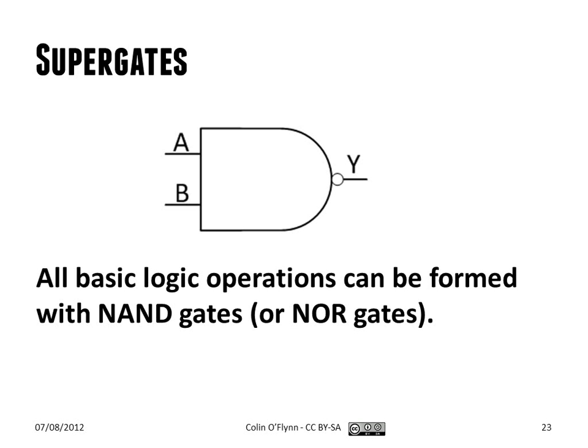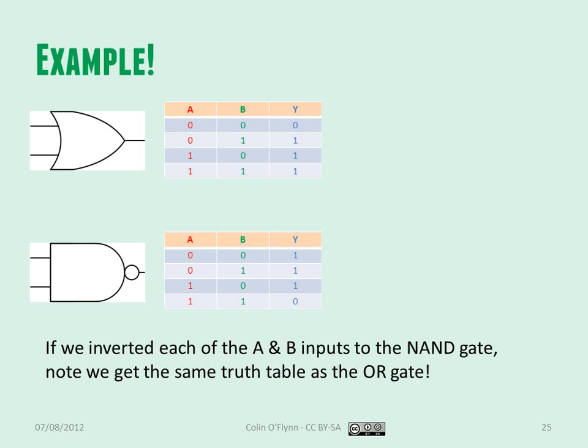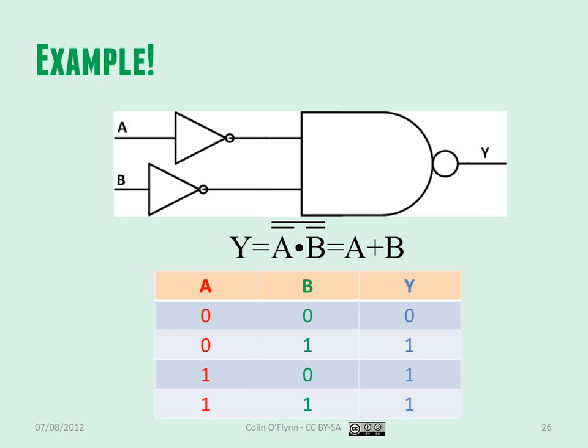With just NAND gates or just NOR gates, we can actually form all the basic logic operations. So as an example, if you wanted to make an OR gate, and all you have is NAND gates, you can look at the truth table and say, I need the output to be 0 when both inputs are 0 for the OR gate. What I have is this: the output is 0 when both inputs are 1. So what you might suggest is that if you simply complemented both inputs, this will give you an OR gate. So if you do this, it gives you an OR gate. This is an example of how, with a NAND gate, we're building an OR gate.